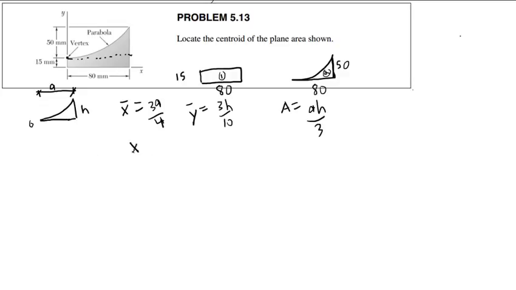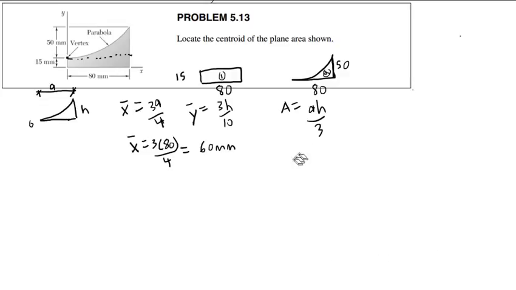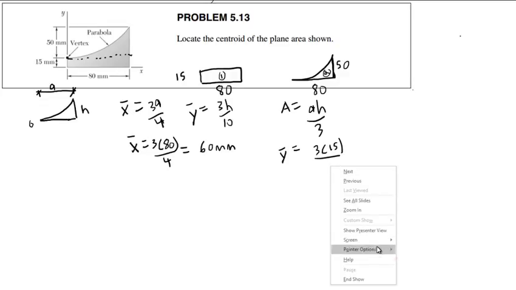Okay, so for this piece, the x bar is going to be at 3 times 80 over 4, which comes together to be 20, so that has to be 60 millimeters. And the y bar is 3h over 10, so 3 times 50 over 10.